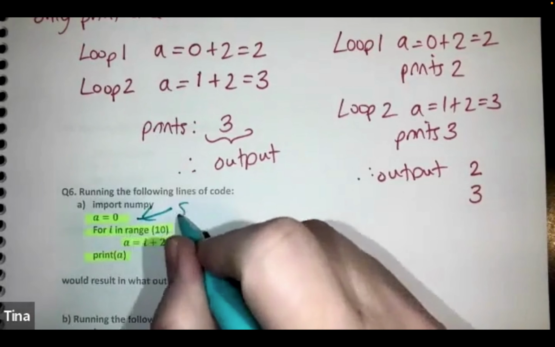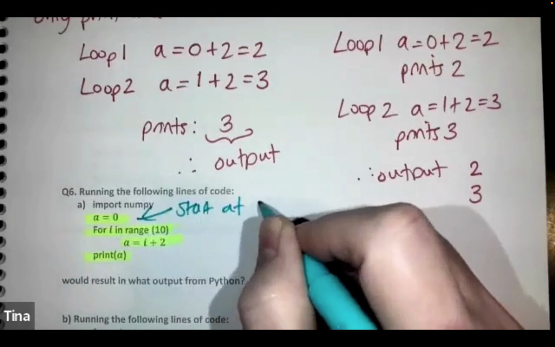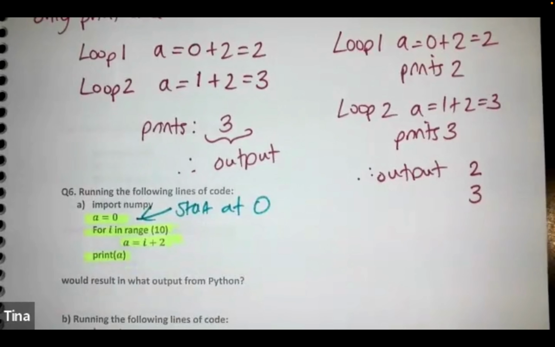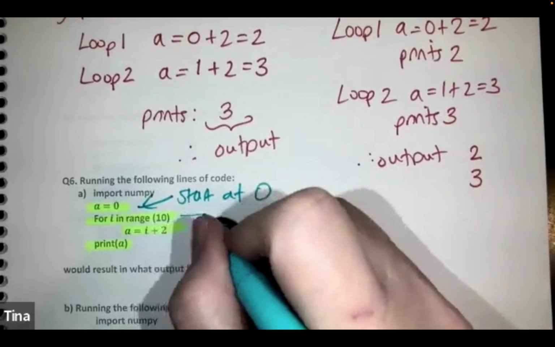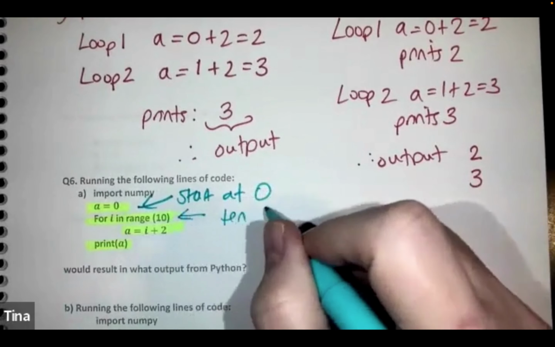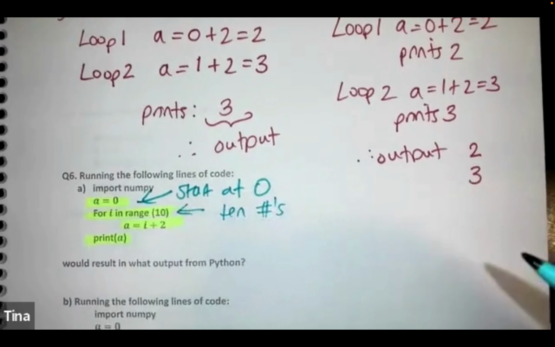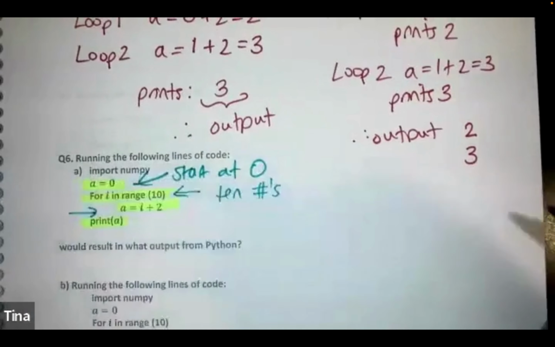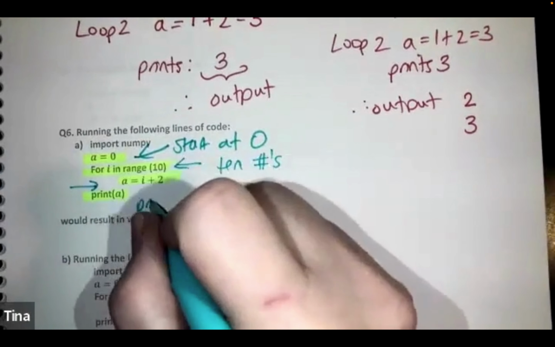Okay, so this means we're going to start at 0. And then range 10 means there's 10 numbers. And there's only one tab, right? So it's only going to print once.